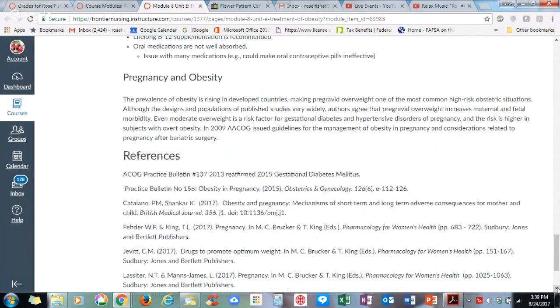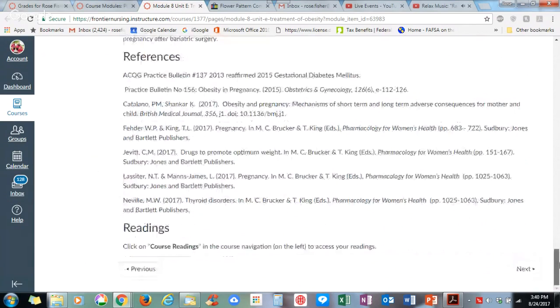Pregnancy and obesity. The prevalence of obesity is rising in developed countries, making pre-gravid overweight one of the most common high-risk obstetric situations. Although the designs and populations of published studies vary widely, authors agree that pre-gravid overweight increases maternal and fetal morbidity. Even moderate overweight is a risk factor for gestational diabetes and hypertensive disorders of pregnancy, and the risk is higher in subjects with obesity. In 2009, ACOG issued guidelines for management of obesity in pregnancy and conditions related to pregnancy after bariatric surgery.